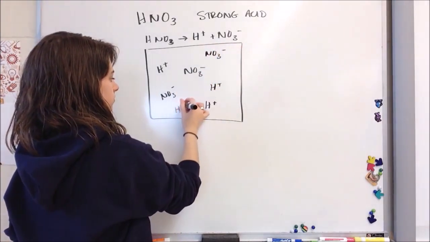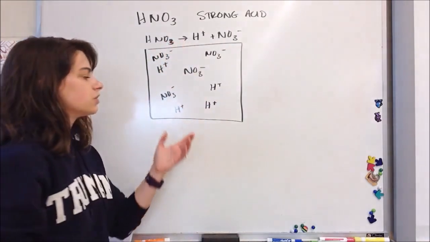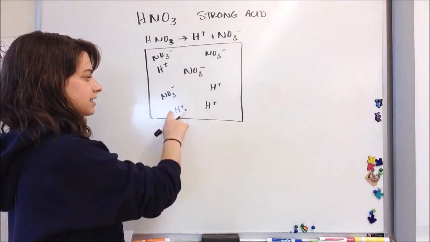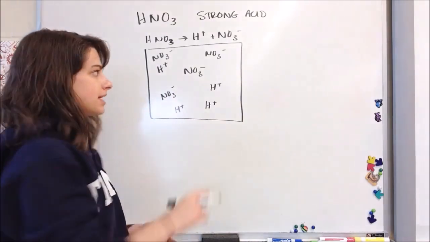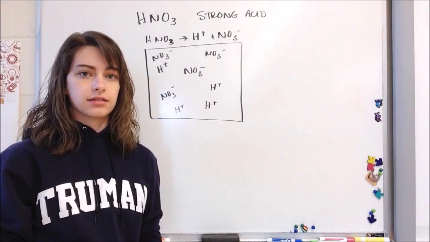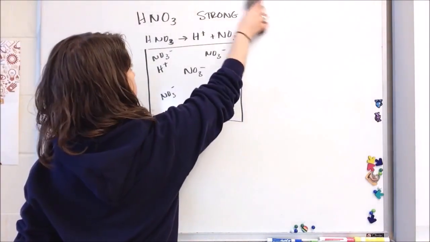If I were to look at this particle diagram, I would know that it's an acid because I see H plus ions floating around. And I would know that it's strong because I don't see any HNO3. All I see are the two ions. Okay, let's look at another example.